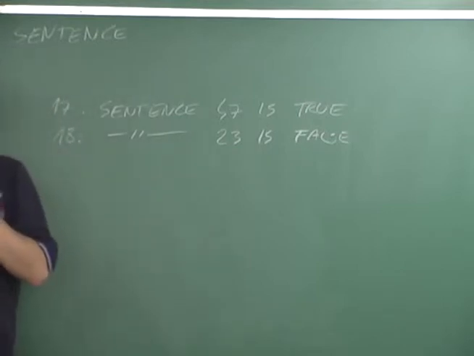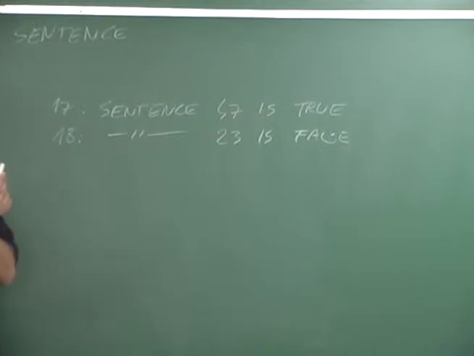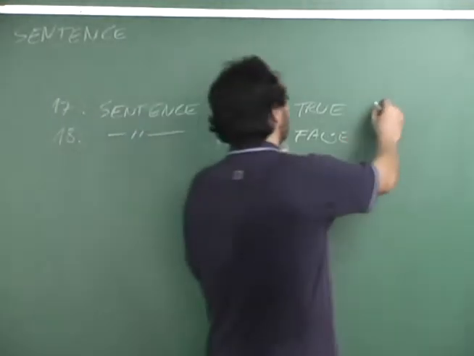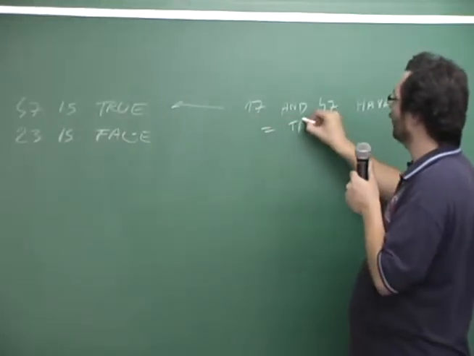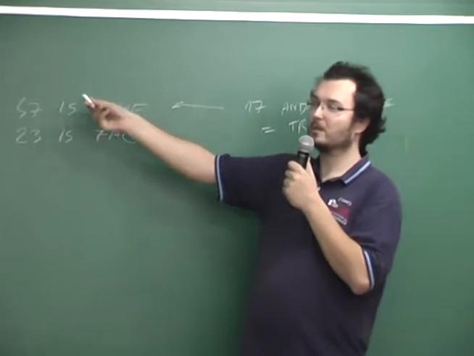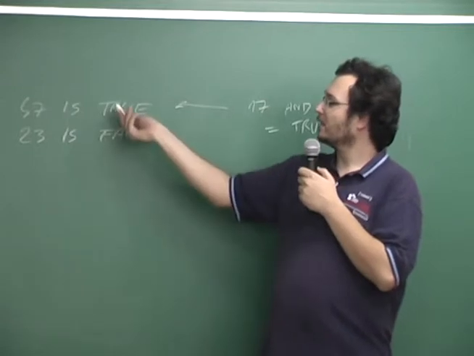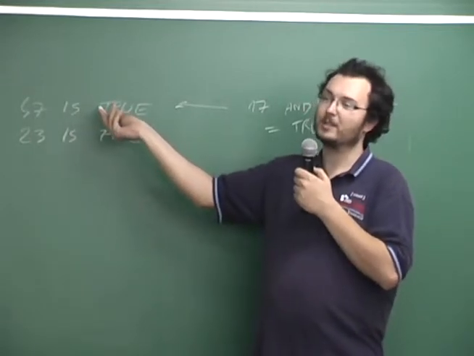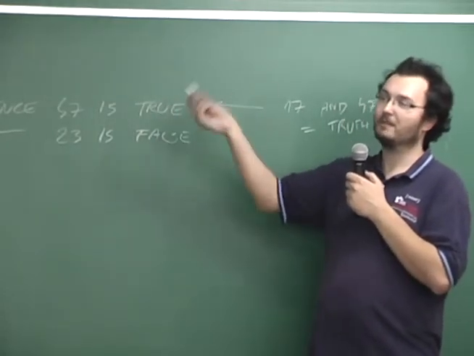What actually happens here is that the relation between the two sentences is symmetric, because what this sentence is saying is that the sentences 17 and 47 must have the same truth value. If 17 is true, then what it's saying is true, and 47 must be true as well. And if 47 is true, then 17 is a true sentence, because 47 is true, so 17 must be true as well. And if 17 is false, then 47 must be false, and vice versa.